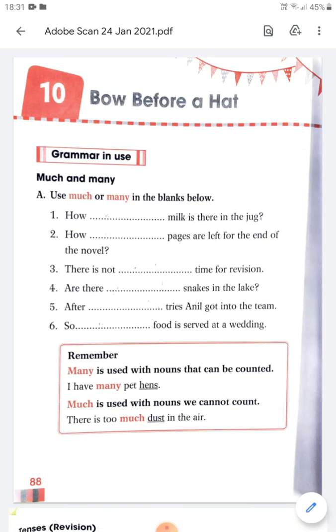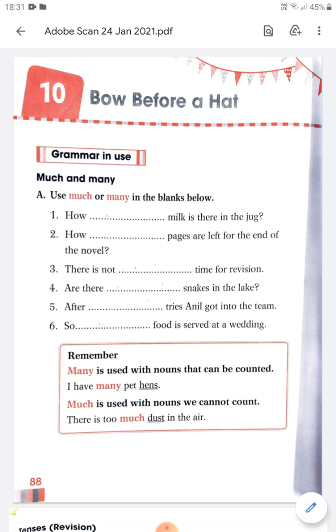Today we are going to do the workbook part of your lesson number 10, Bow Before a Hat. I am sure you must have done your question answers in the notebook. And remember, it is bow, not bow. Okay? Practice. You have to practice the speaking, whatever I keep telling you.